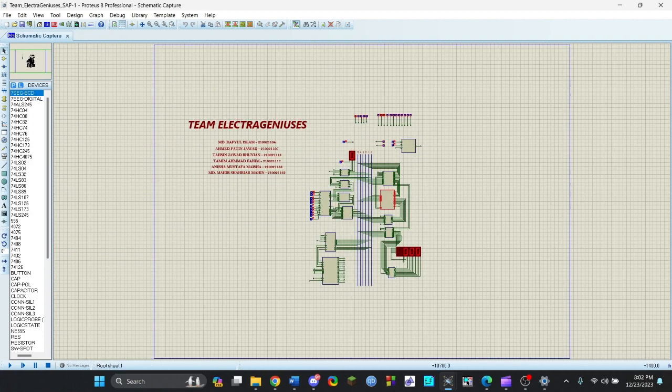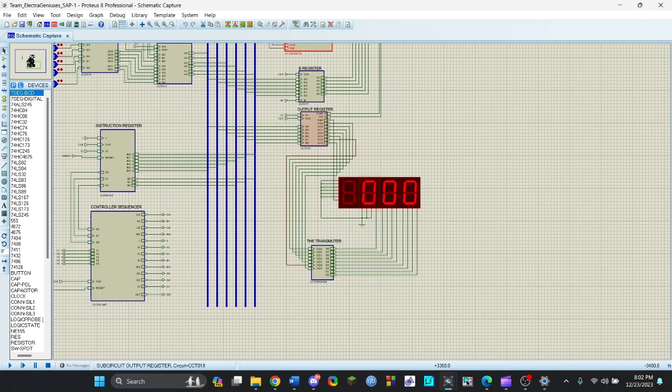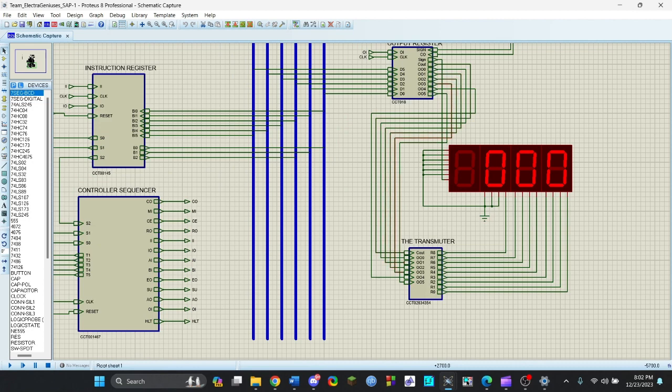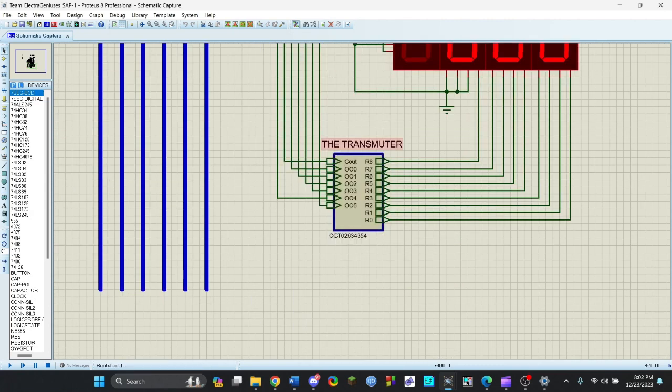Next we are going to show you our output unit. The output unit is kind of interesting because we used a converter that converts our BCD code to 7 segment. We named it transmuter. It is a fancy name, but it follows our double dabble algorithm. What is the double dabble algorithm? It is used to convert binary numbers into BCD notation and later BCD to 7 segment.